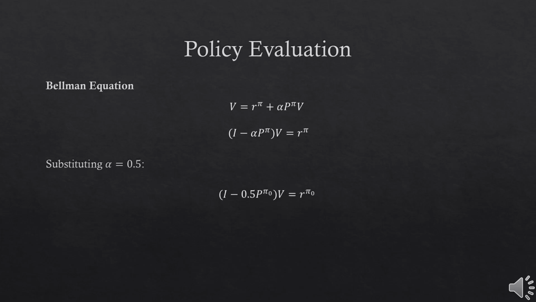Policy evaluation measures the quality of the current policy. To do this, we use the Bellman equation, which relates the value of a state to its immediate reward and the expected discounted value of future states. Rather than thinking of the equation as a formula, think of it as a balance between present benefits and future opportunities. By substituting the transition matrix and reward vector into the Bellman equation, we obtain a system of linear equations that can be solved for the value function.